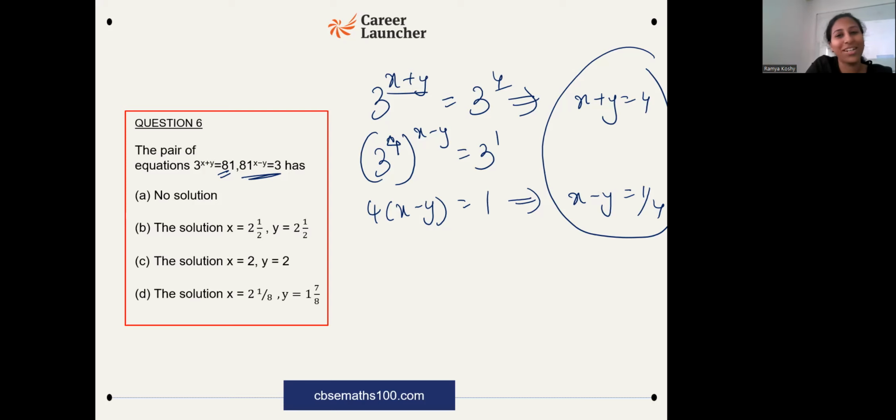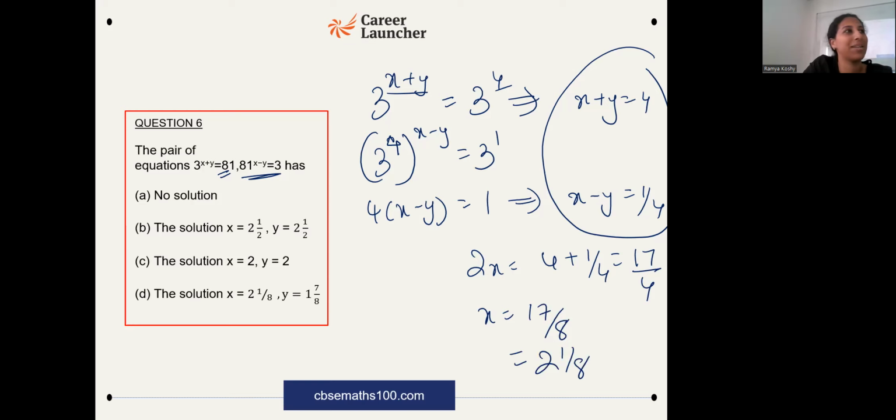Now here, how to solve it? You add both. You get 2x is equal to 4 plus 1 by 4. When you're adding both, you will get 4 into 4, 16. 16 plus 1, what am I doing? 16 plus 1, not 8. 16 plus 1 will be 17, so 17 by 4. So x is equal to 17 by 8, which is the same as 2 and 1 by 8.